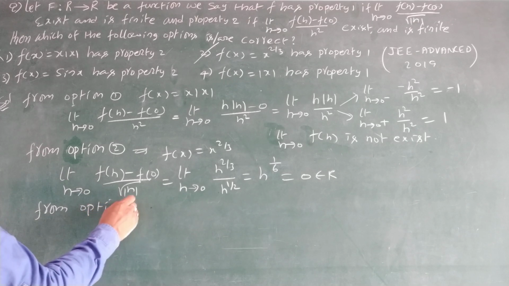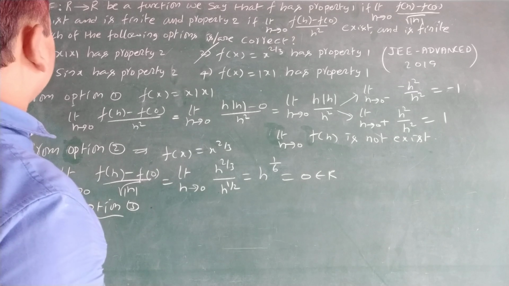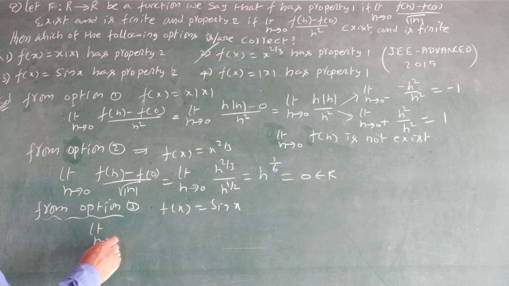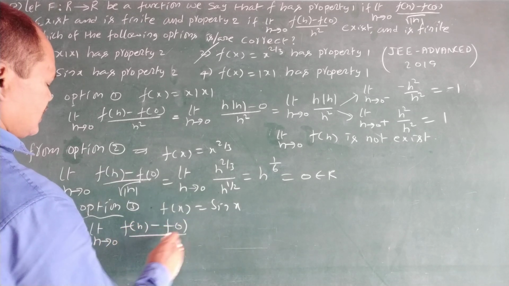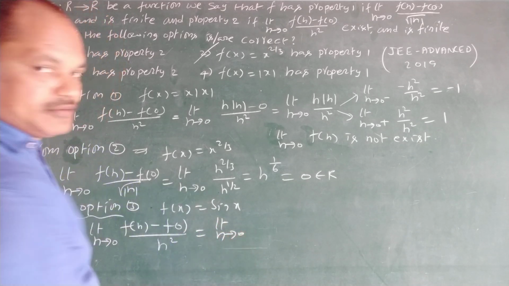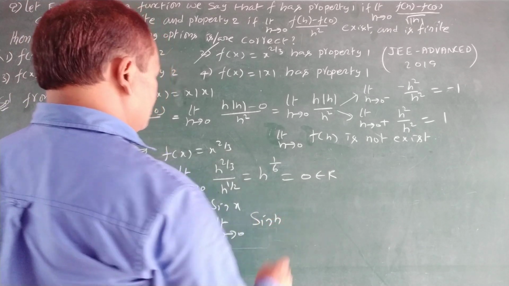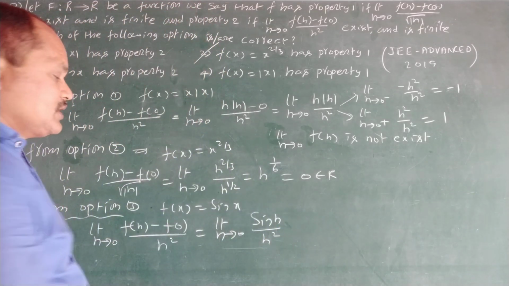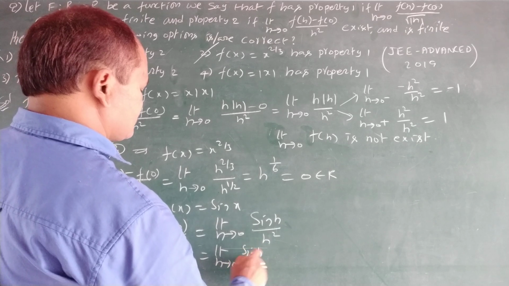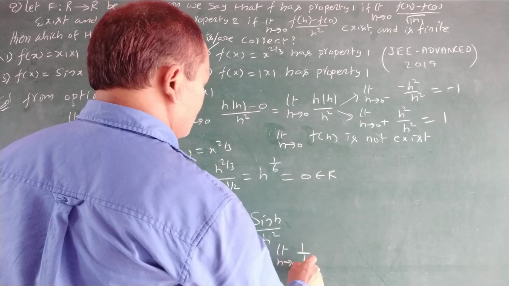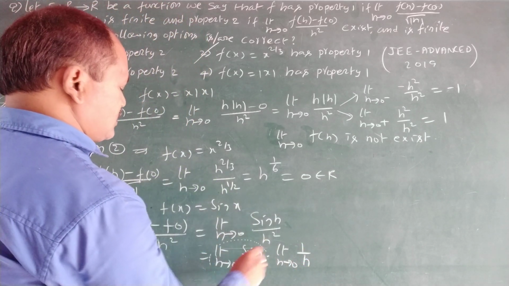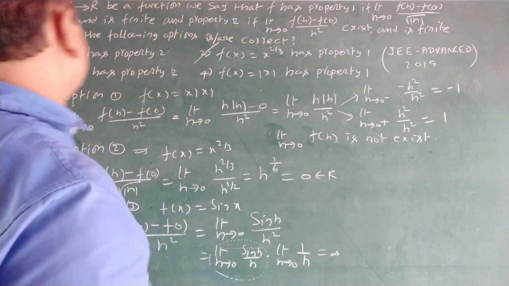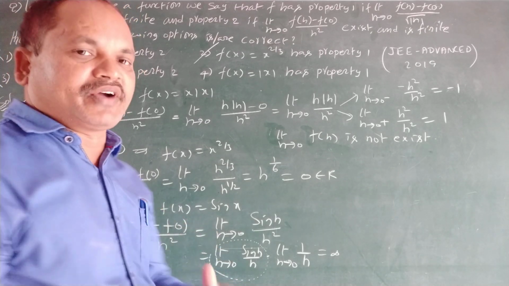Now from option 3. What is the third option? f of x is equal to sin x. That is from the second property. What is that? Limit h tends to 0 of (f(h) minus f(0)) by h square, that is sin h minus sin 0, which is 0, by h square. Actually we know that limit h tends to 0 of sin h by h is 1, into limit h tends to 0 of 1 by h. It does not exist, it is infinite, but we require finite. Here it is infinite, that's why this is not satisfied, that is not correct. Now verify the fourth option.